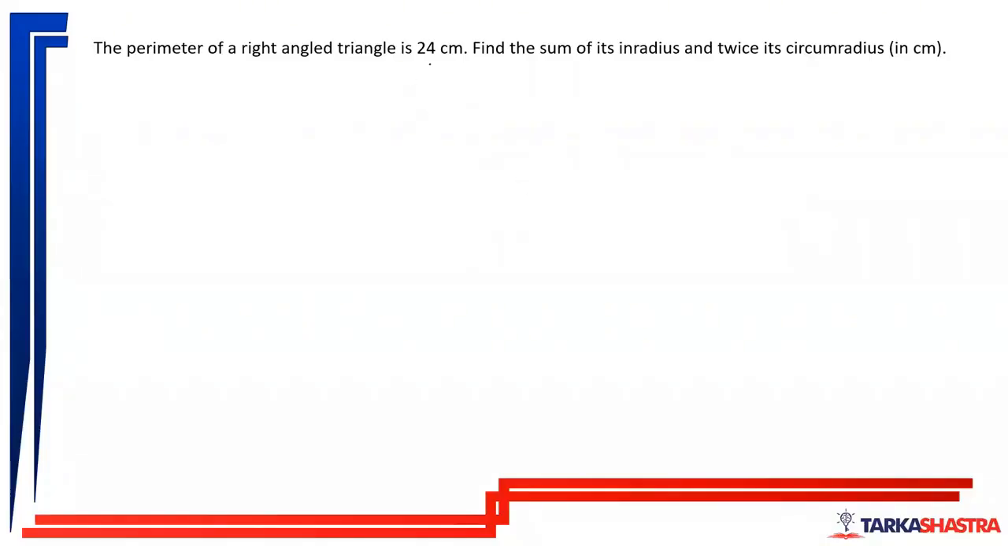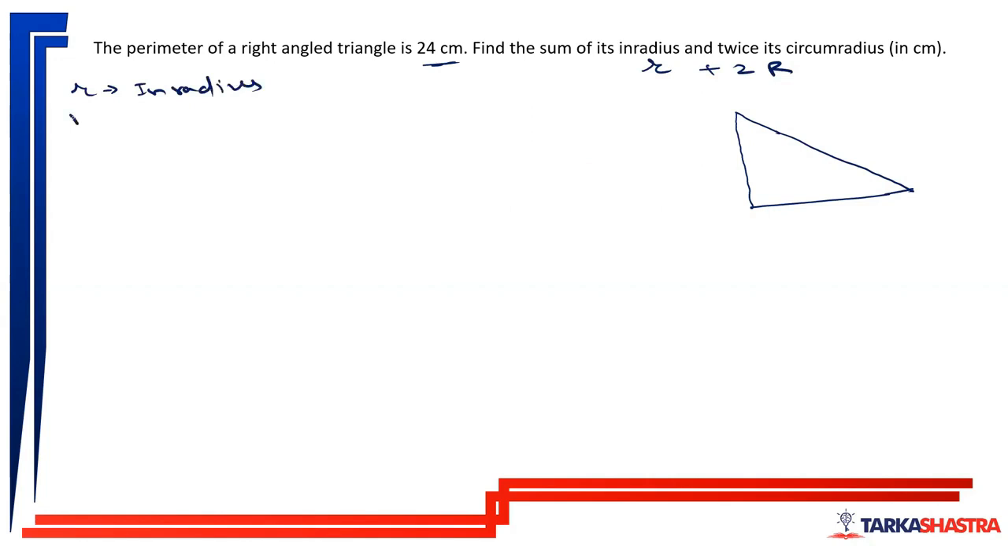Perimeter of a right angle triangle is 24. Find the sum of its inradius and twice its circumradius. So this is your perimeter. You have to find out the sum of its inradius and twice its circumradius, where small r is inradius and capital R is circumradius.